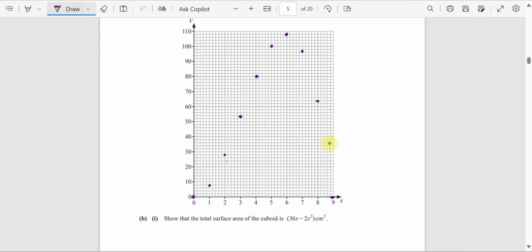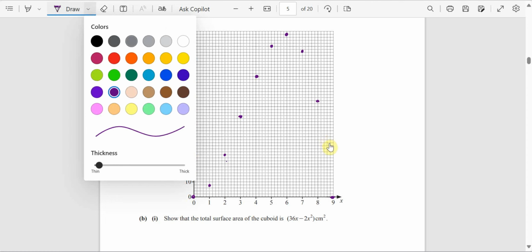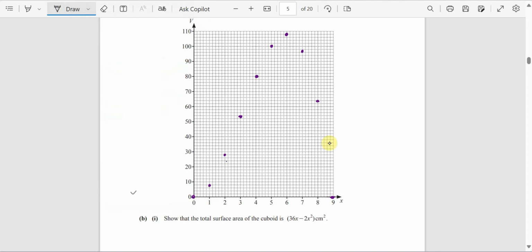Let me use a different color to join. Okay, so let's join. From here it's always better to join in twos, except if you're using your French curve, then you can join at once.